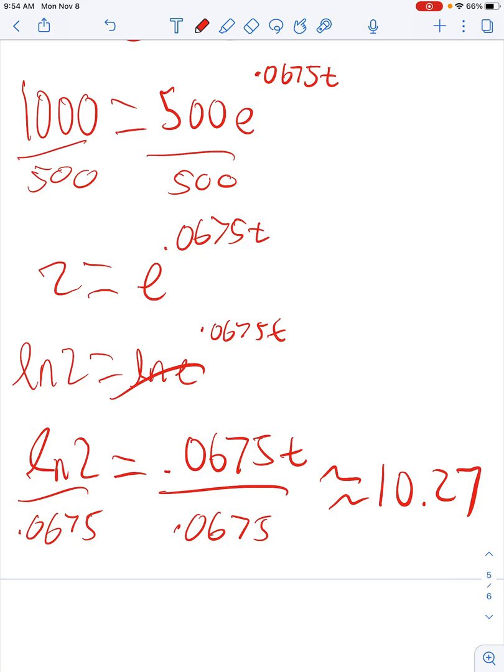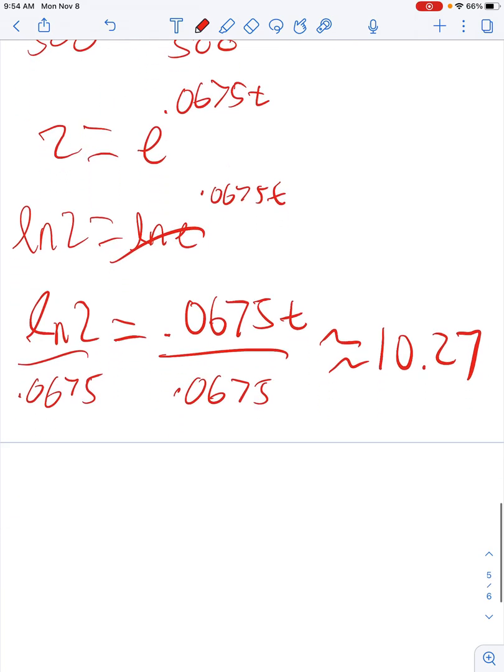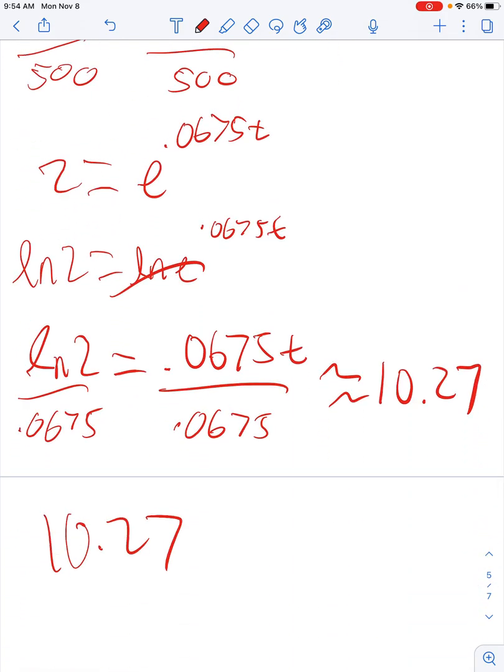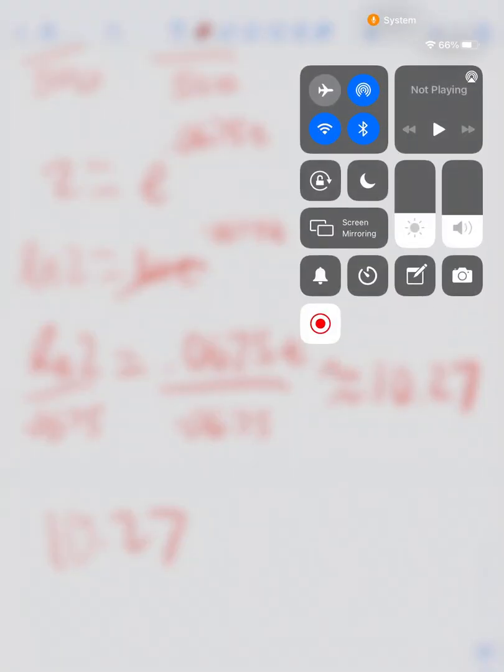And I'm going to get approximately 10.27. So in about 10.27 years, my account that I initially invested $500 in would be worth $1,000. It doubled. And that's pretty cool because, again, you didn't do anything. You just had to put your money in a savings account, let it accrue interest, and after about 10 years, you have twice as much money as you started.